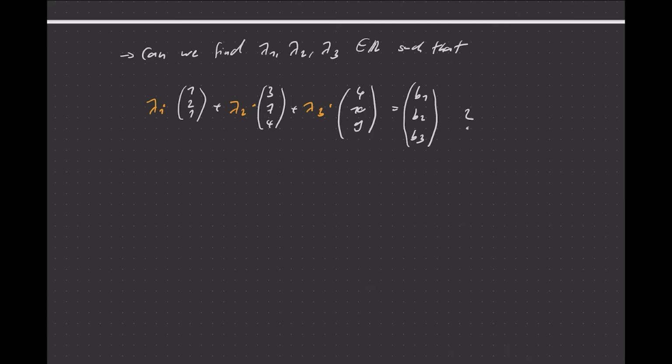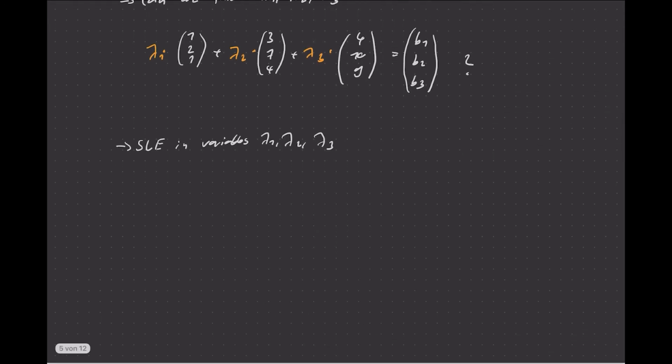Well, how do we find out whether these lambdas exist and what the values for those lambdas are if they exist? Well, actually what we have here is a system of linear equations in the variables lambda 1, lambda 2, lambda 3. If you just look at this line by line, you see that the first line is an equation involving lambda 1, lambda 2, lambda 3. The second line is an equation involving lambda 1, lambda 2, lambda 3. And the same is true for the third line. So this translates into the following system of linear equations.